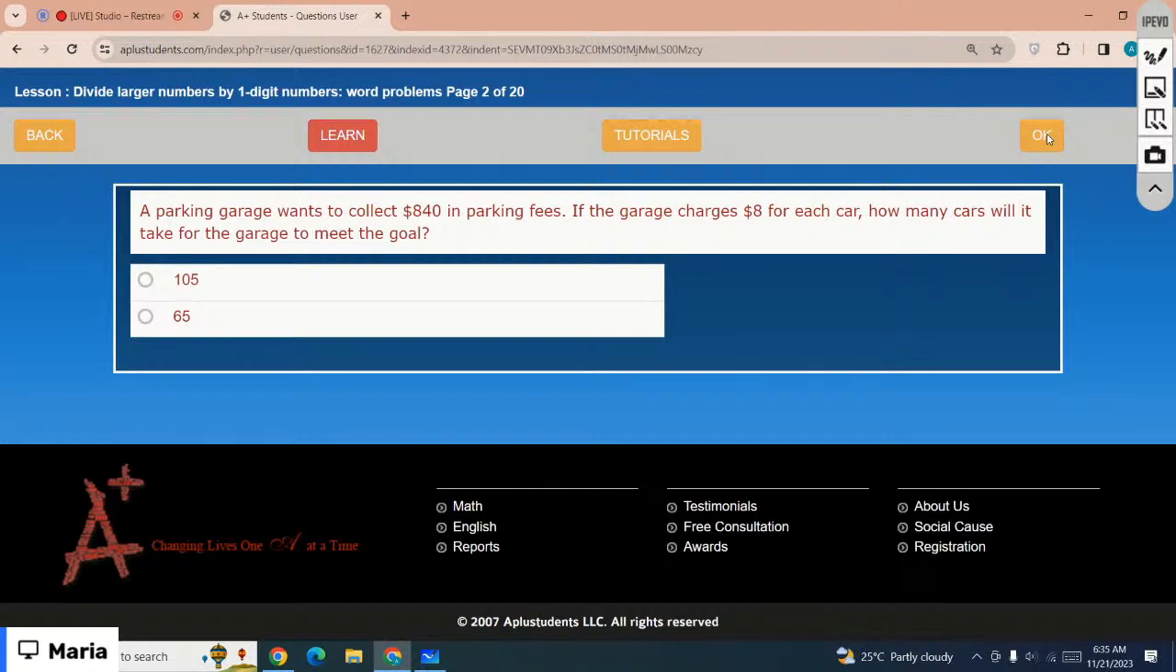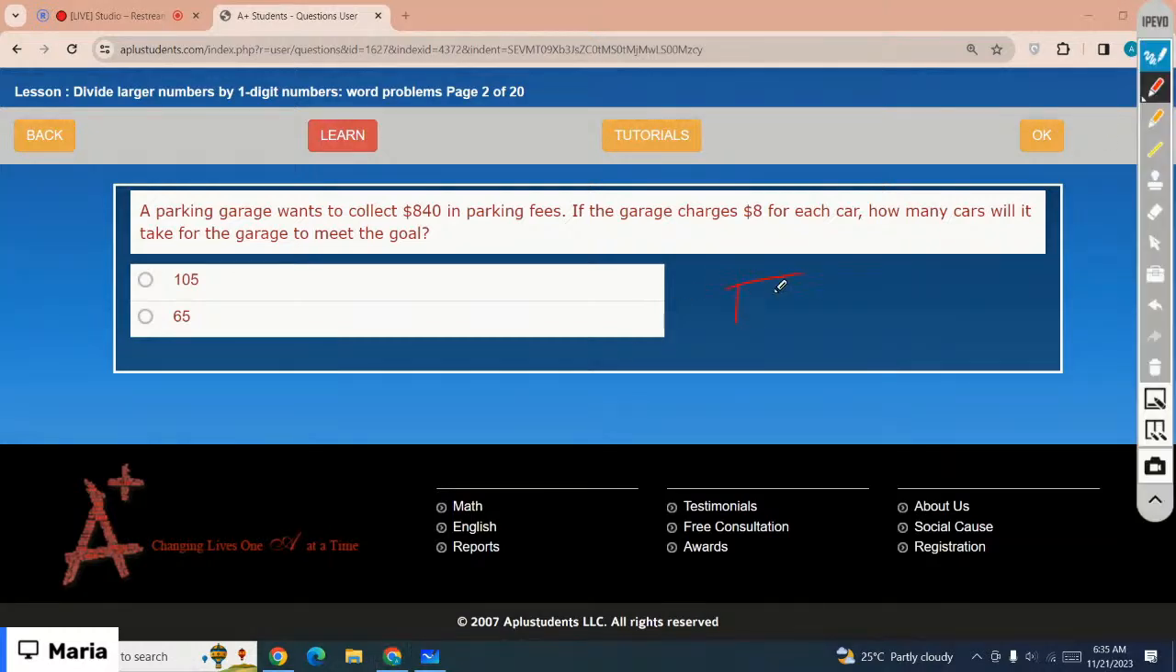Okay, the next one is: a parking garage wants to collect $840 in parking fees. If the garage charges $8 for each car, how many cars will it take for the garage to meet the goal? So you have to divide 840 by 8, right? We can go for 8 times 1 is 8. 8 minus 8 is 0, bring 4 down.